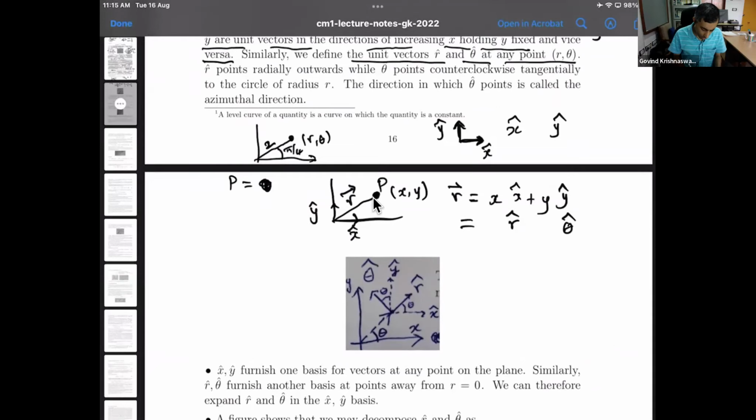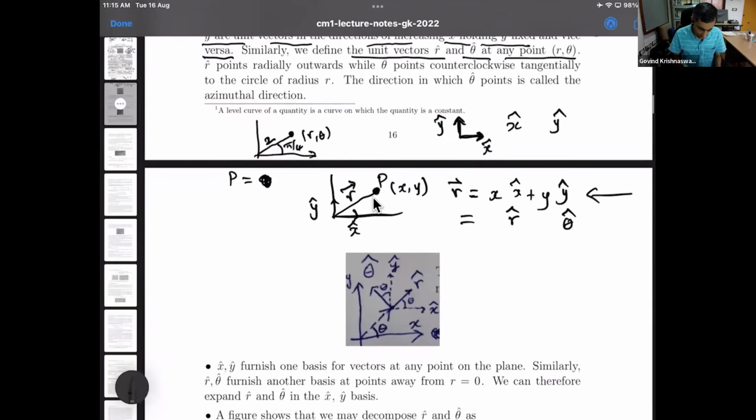Let's do the XY story once again. What is this telling you? It's telling you to go a distance X in the x hat direction, then go a distance Y in the y hat direction. That's what it's telling you. It is telling you to follow that recipe. Similarly, we need this.